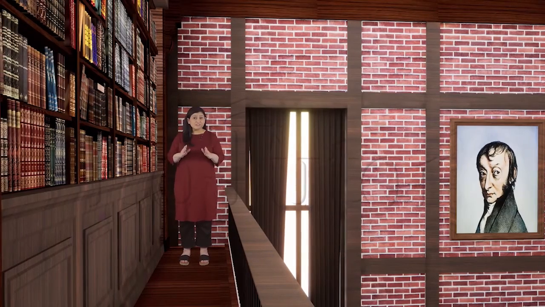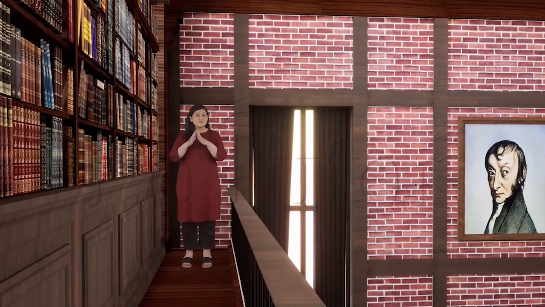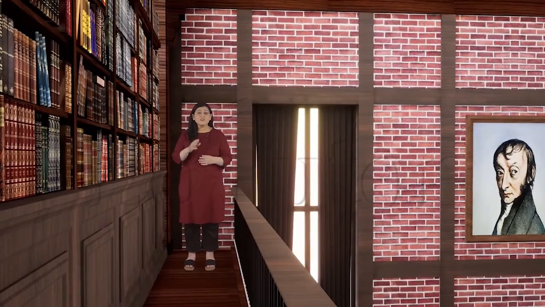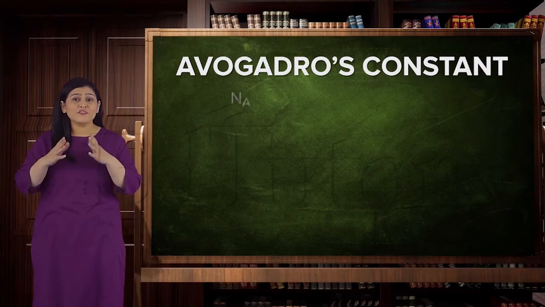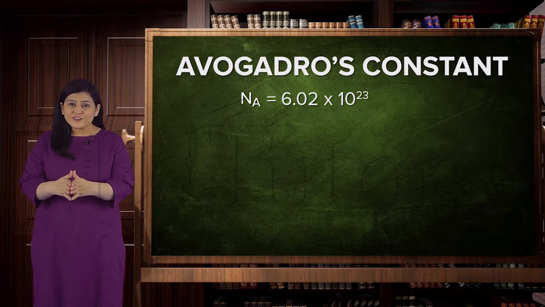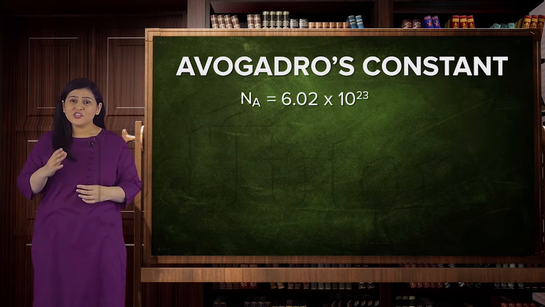So, it is very difficult to count these particles. In fact, it is not possible because they are so minute. Hence, the concept of Avogadro's number was introduced to help us count the number of particles in each given mass of that substance.